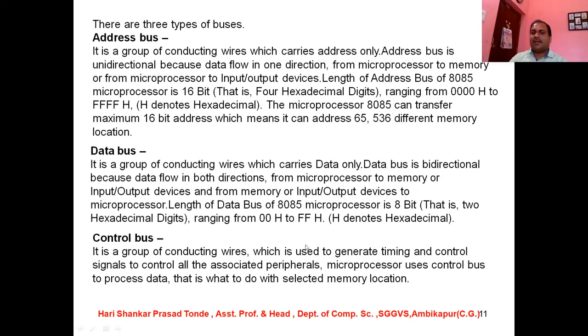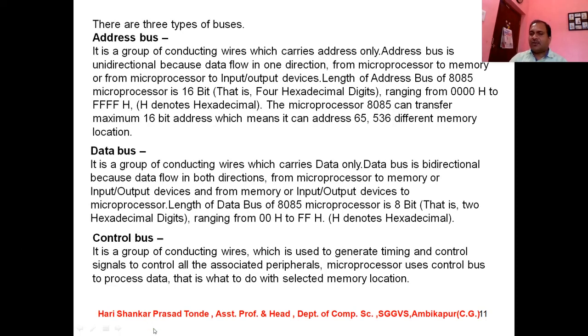The length of the data bus is 8-bit, and it ranges from 00H to FFH. H denotes hexadecimal, and 8-bit means bits 0 to 7. So you are going to understand this with the help of the data bus.